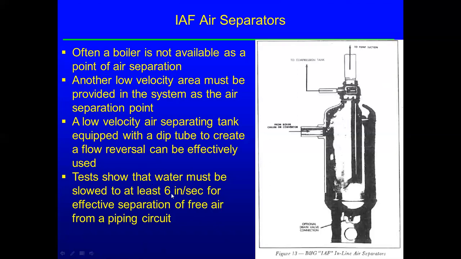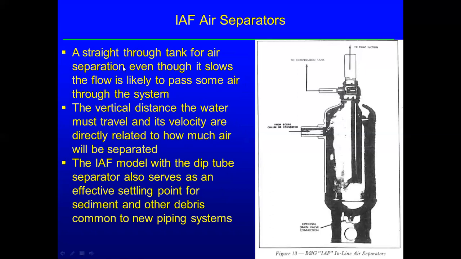And again, this is the 6 inch or a ½ foot per second. So these things are just a large diameter. It slows the flow down and it allows the air to flow up to the top. And then it's a dip tube-like assembly to remove the air to the compression tank, and the water goes on off to the pump. So this is a Bell & Gossett IAF inline air separator.